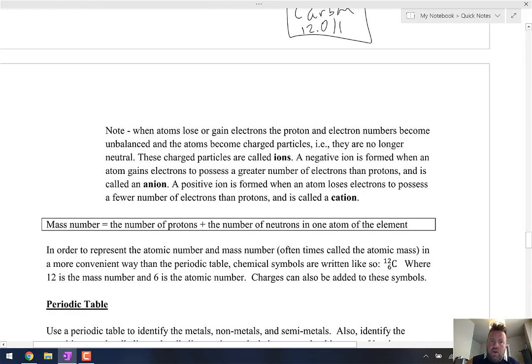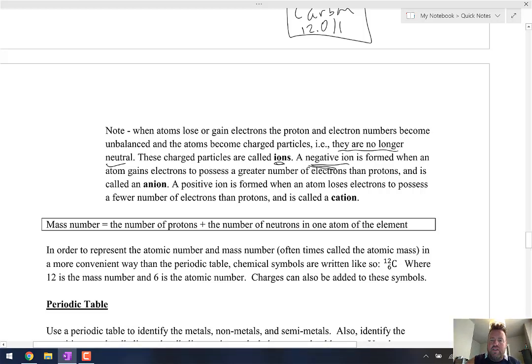Okay, but do note that when atoms lose or gain electrons, the protons and the electron numbers become unbound, so they're not the same anymore, and we don't call them atoms anymore because they are no longer neutral. These are called ions, and an ion is just a particle that has a charge. You can have negative ions.